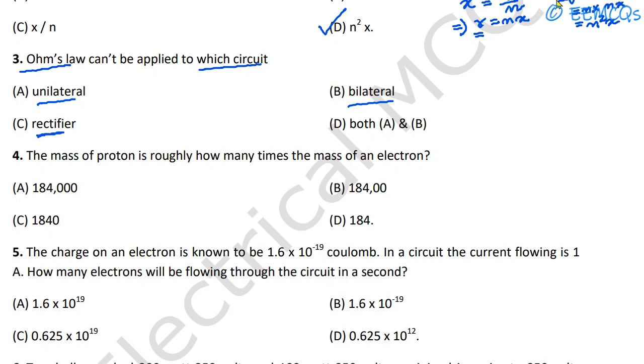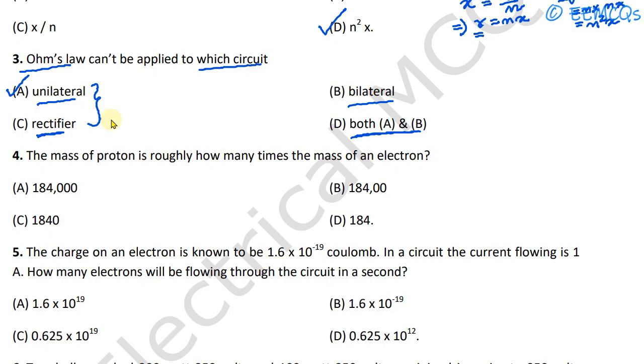Rectifier means it is having PN junction devices where with the change in the direction of voltage, when the direction of current changes, the characteristics of the circuit changes. In this case, what do we know? Ohm's law is not applicable for unilateral circuits where PN junction devices like diodes are used. So unilateral circuit will not support Ohm's law. Similarly, a rectifier is having PN junction devices. So option C is also correct. If it would have been given A and C as our answer, that would have been our answer. So here you can directly write as for unilateral circuit, Ohm's law is not applicable.